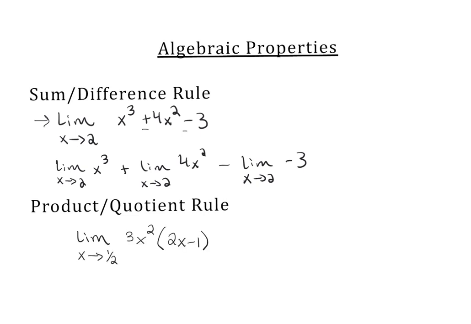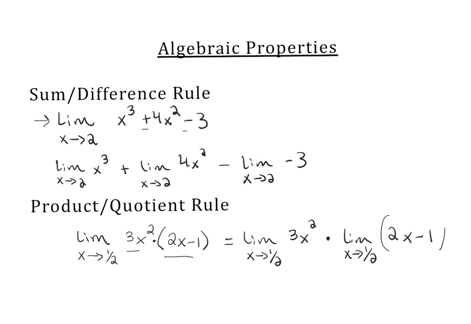And then we can also do that with products and quotients. So here we have a product of these two functions. We can break it up into two limits: the limit as x approaches 1/2 of 3x squared times the limit as x approaches 1/2 of 2x minus 1. So in some cases, it is helpful to look at limits by breaking them apart and looking at individual terms.